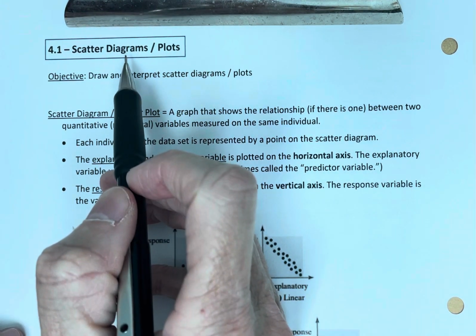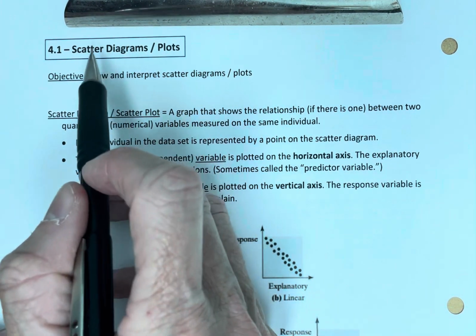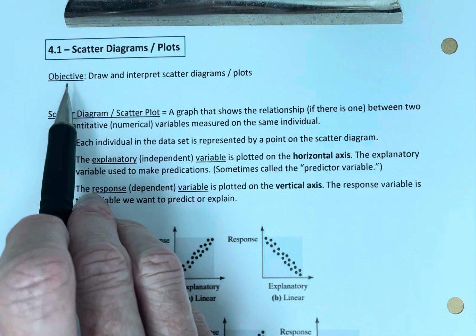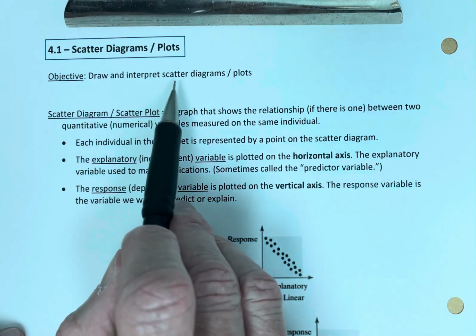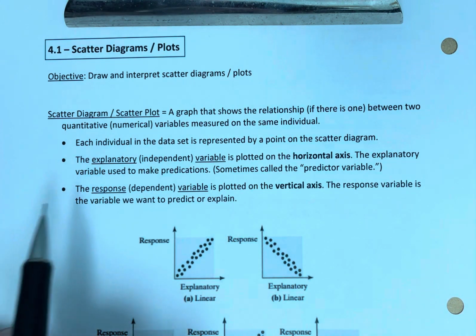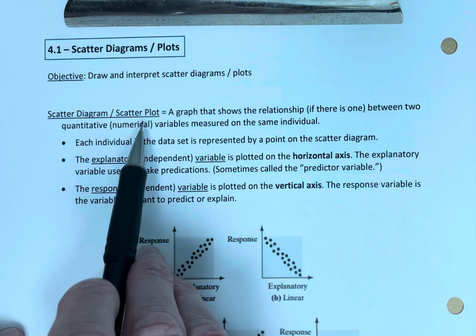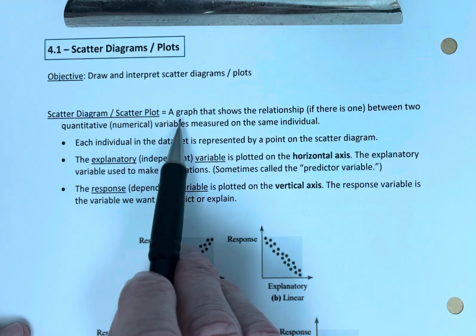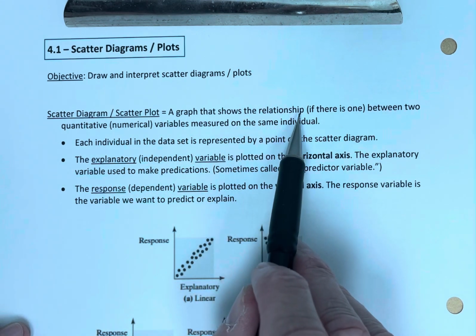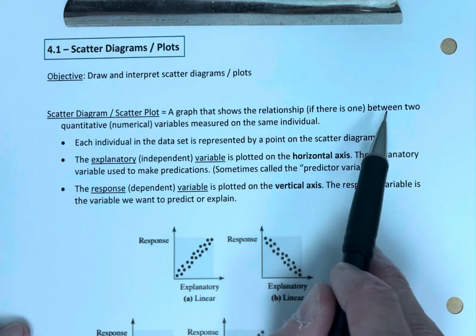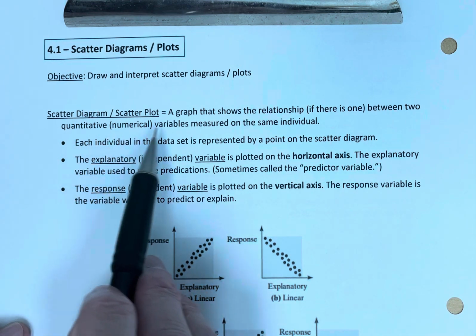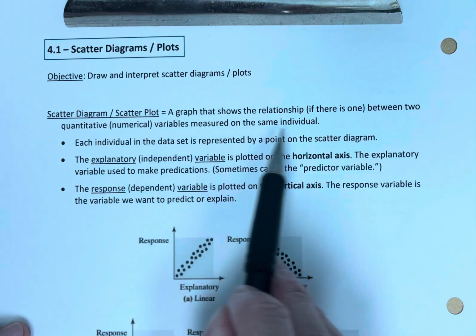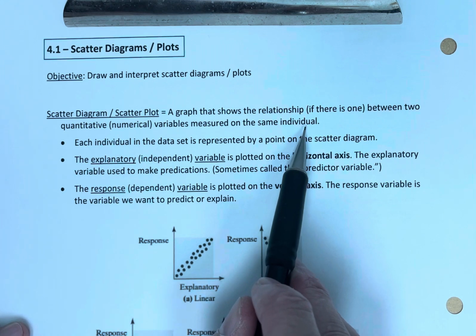Scatter diagrams, more commonly called scatter plots. Our objective: we want to draw and interpret scatter plots. Well, let's begin with what is a scatter plot. A scatter plot is a graph that shows the relationship, if there is one, between two quantitative, which means numerical, variables measured on the same individual.